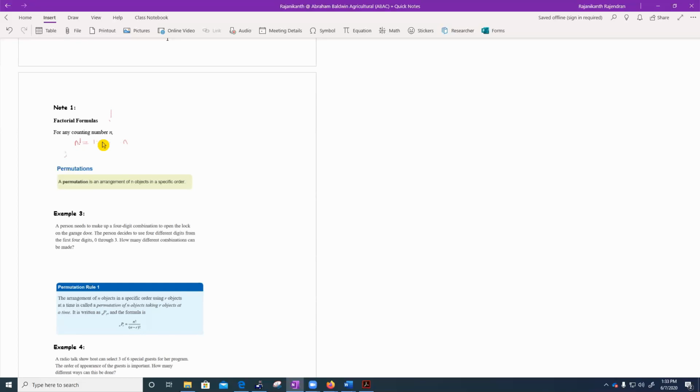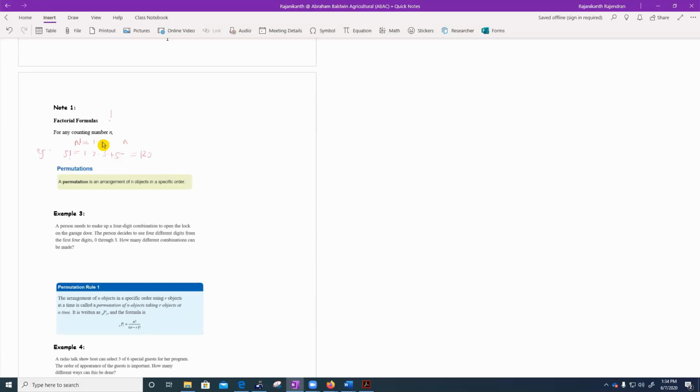Okay, for example, if you want to find 5 factorial, what is 5 factorial? 5 factorial is simply 1 times 2 times 3 times 4 times 5. Okay, so what is that? That is 120, right? So this is called the factorial.